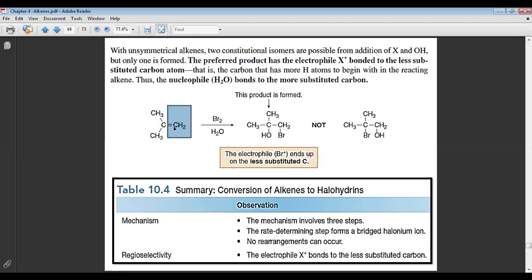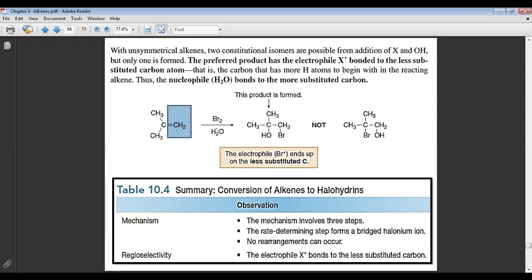This carbon has more hydrogen atoms. That means it is the less substituted carbon. The positive part of the halogen will be added on the less substituted carbon. Yes, that means it is like Markovnikov, students. It is exactly like Markovnikov. The positive part will be added to the less substituted carbon, or the carbon with more hydrogen.